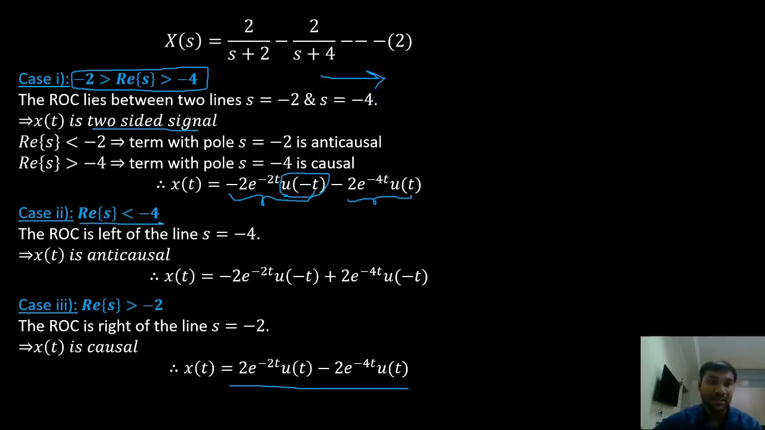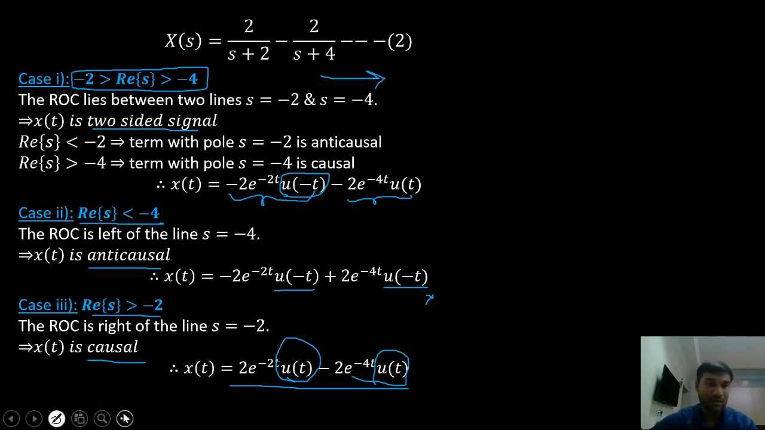Now in the second case, it is less than minus 4. That means the signal is anti-causal. So we will not have any u of t terms. We will only have u of minus t terms. Right? In the third case, the ROC is greater than minus 2. So it is causal. Since it is causal, we will only have u of t terms. We will not have u of minus t. So this is how we will find the inverse Laplace transform when the ROC is specified.